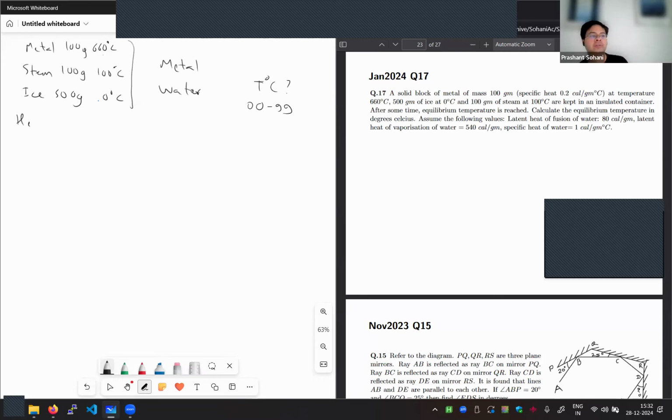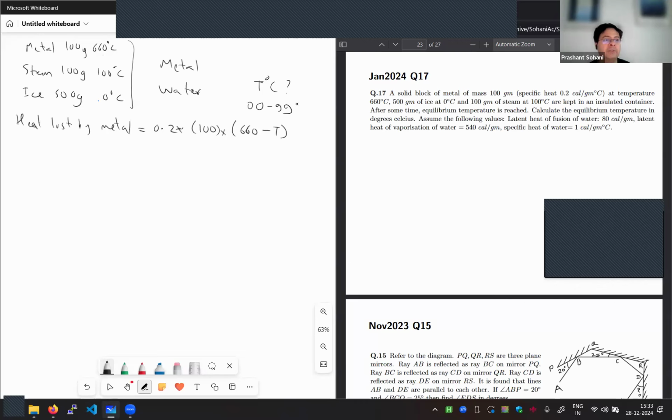So let us first write the heat lost by the metal, because that is more straightforward. So that will be simply the specific heat of the metal, 0.2, into how much of the substance, 100 grams, into how much the temperature changed. So temperature went from 660 to T, right? So I just write that delta T as 660 minus T. Okay. So this was the heat lost by the metal.